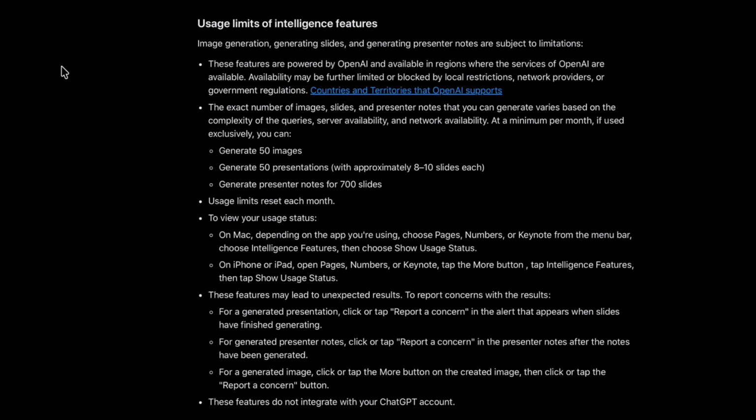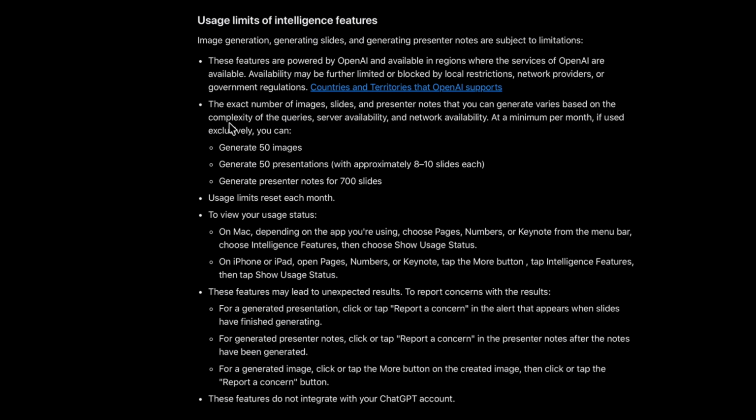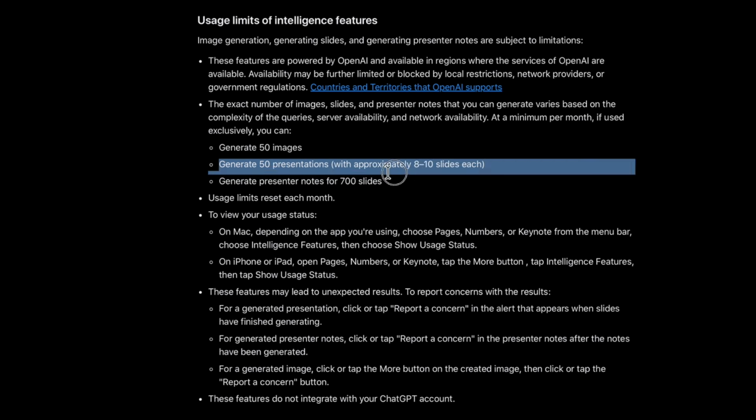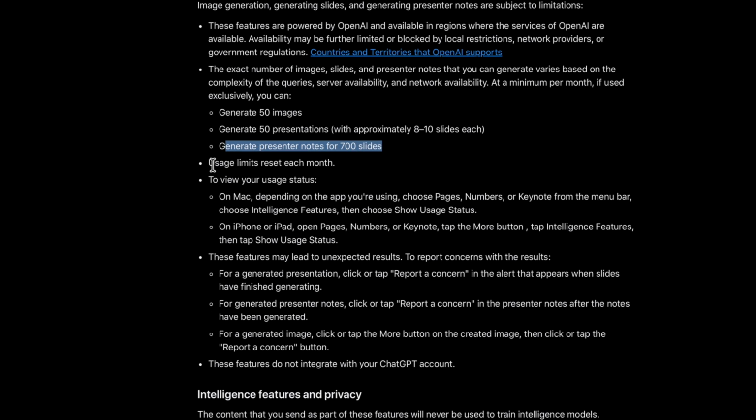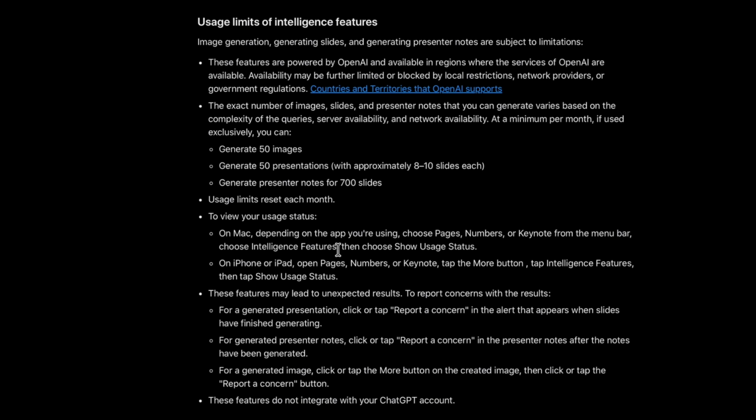When you're using image generation, generating slides, and generating presentation notes in Keynote, which we haven't talked about yet but we will, you have a limitation of what you can do. You have a minimum per month of usage of generating 50 images, generating 50 presentations with 8 to 10 slides each, and generating presenter notes for 700 slides. Your usage does reset every month, and depending on the Mac that you're using, you can check the status, which I just did, and it's really interesting how they actually put a limit on this.